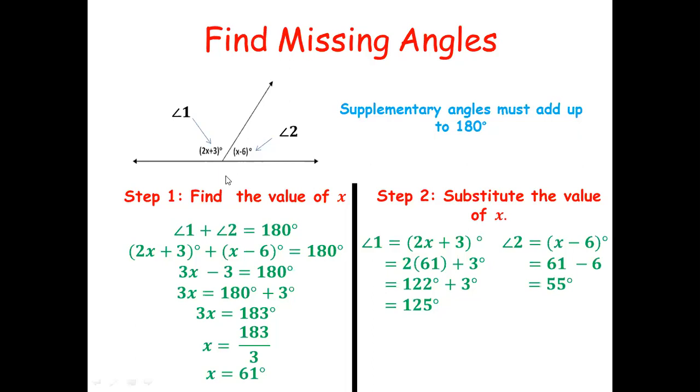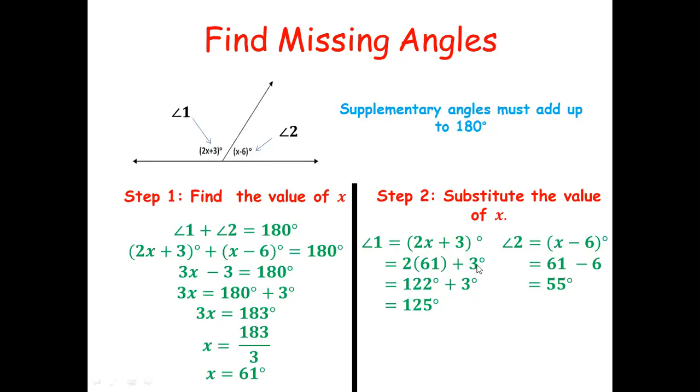So the value of angle 1 is 125. Similarly, for angle 2, you can replace x minus 6 with 61 minus 6, as the value of x is 61. So 61 minus 6 is going to give you 55. Or there is another way you can do it.